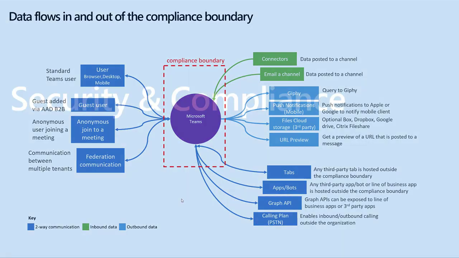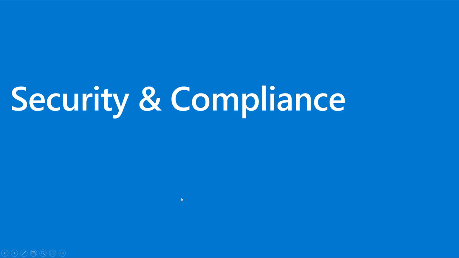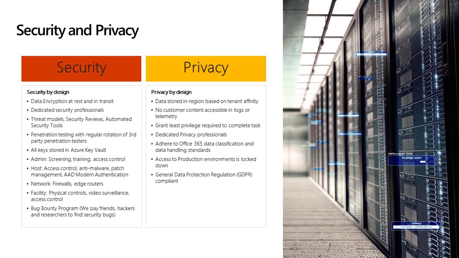So let's cover security and compliance briefly. Let's go through security and privacy. The high-level message on security and privacy is this: the key thing to remember with Microsoft Teams is that we have designed security in from the very beginning. What do I mean? Well, for one, data is encrypted at rest when it's being stored on a disk somewhere, and in transit when it's going back and forth between someone else or something else and your tenant, your users.